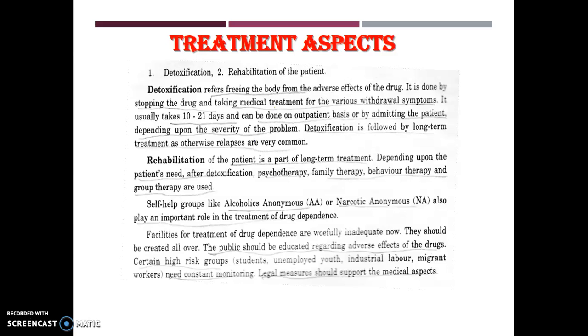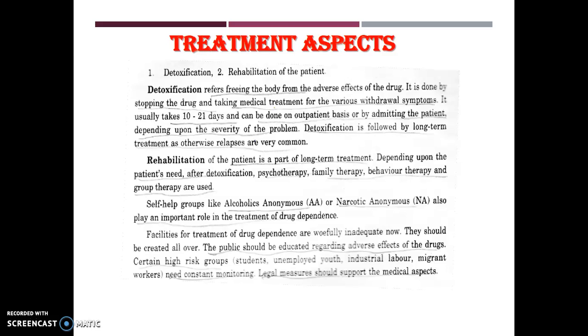Treatment aspects. So there are two treatment aspects. First is detoxification, second is rehabilitation of the patient. Detoxification refers to freeing the body from the adverse effect of the drug. It is done by stopping the drug and taking medical treatment for the various withdrawal symptoms. It is usually between 10 to 21 days and can be done on an outpatient basis or by admitting the patient, depending upon the severity of the problem. Detoxification is followed by long-term treatment, as otherwise relapses are very common.